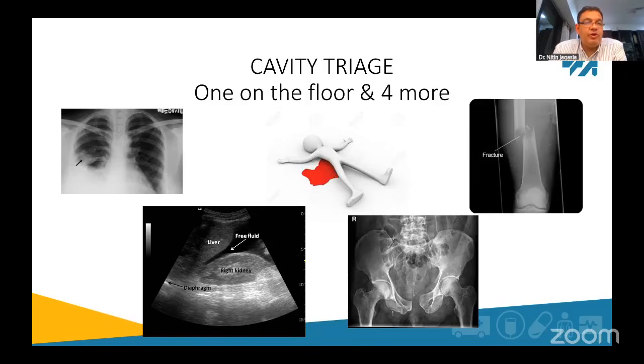Certainly, it can be retroperitoneal as well, which is difficult to diagnose because your EFAST will not pick that up. But if you've got no femur fracture, no pelvic fracture, your chest X-ray doesn't show a lot of blood, there's no blood outside, and your FAST is negative, you're probably looking at retroperitoneal. So it's more out of exclusion.